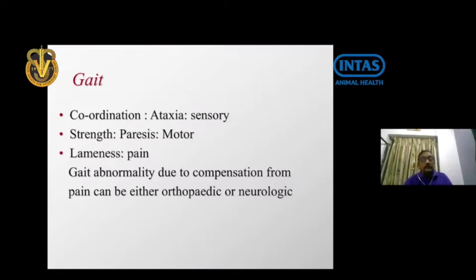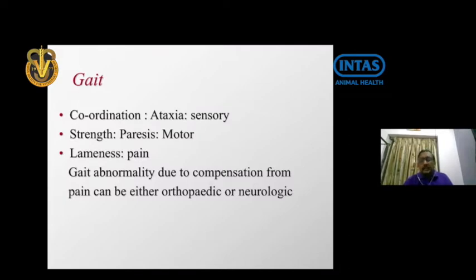Then, when you look at a dog, we classify it. We will say this dog is ambulatory tetraparesis, or I will say non-ambulatory paraparesis. So you can always classify it in very simple terms and take it from there. You also need to look at pain. Do not think any neurological issue does not come with pain. You would think, oh, no neurological issue, no pain. Gait abnormalities due to compensation from pain can be orthopedic and neurologic.